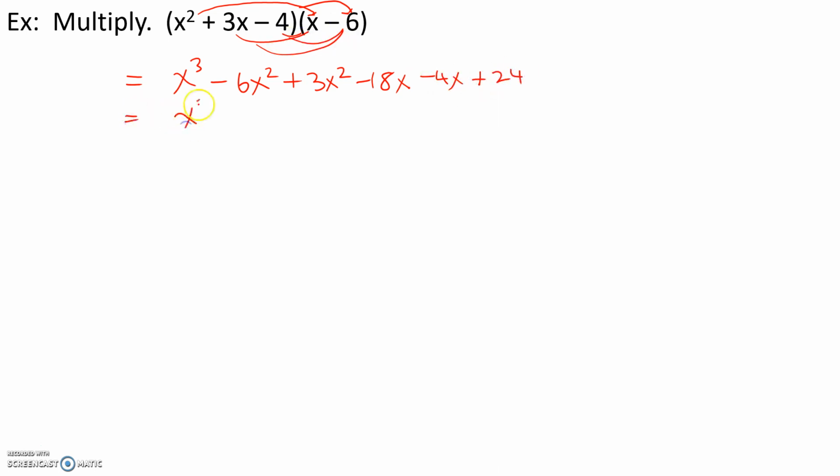Let's combine our like terms. We have x cubed, negative 6x squared, and positive 3x squared will be negative 3x squared. Negative 18x and negative 4x, that's negative 22x, and we have plus 24.